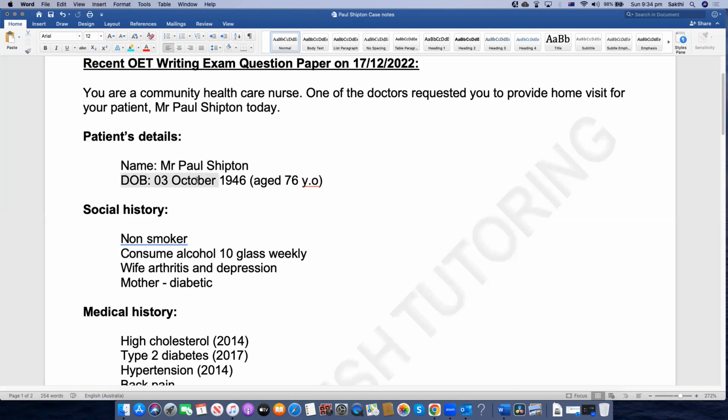And regarding the date of birth, when you get two different pieces of information, for example, the date of birth as well as the age, it's preferred to use the age rather than the date of birth. All right. Okay, good. Now, it's a non-smoker, consume alcohol 10 glass, and also the wife arthritis and then depression. What do you guys think about this?